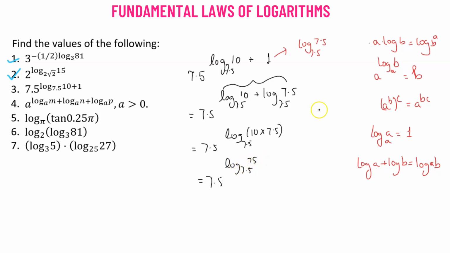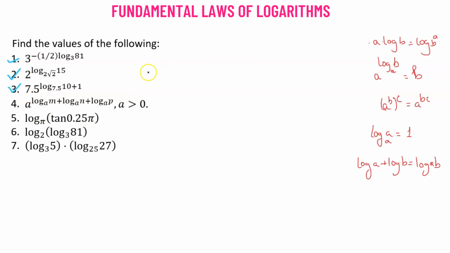Now we can apply this particular property of logarithm because the base of the exponent and the base of the logarithm are exactly the same. So this will be equal to 75. So this is the value of part 3. Now let's move on to part 4.